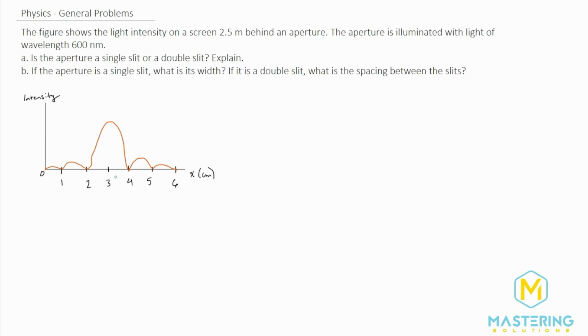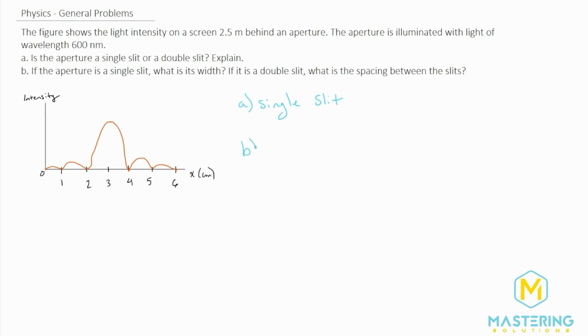And so we know that this is a single slit pattern because we have a central bright maximum that has a lot more intensity than the other maxima. And it's also double the width of the other maxima. So that's how we know that this is a single slit.